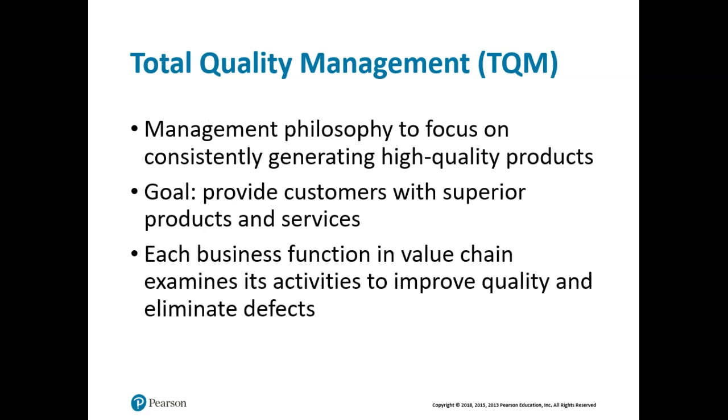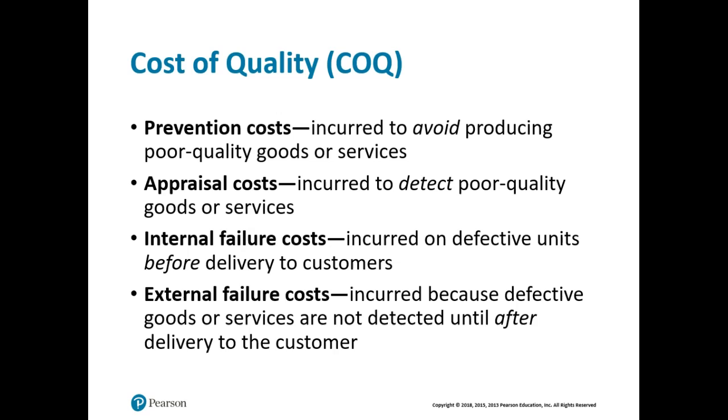We've got a quality framework here. Total quality management is a significant force in American manufacturing. It's to focus on consistently generating high quality products. So you want to provide customers with superior products and services. So each business function in the value chain examines its activities to improve quality and eliminate defects. And this happens continuously, not once, all right? It's constant. Costs of quality are classified as either prevention, appraisal, internal failure, external failure.